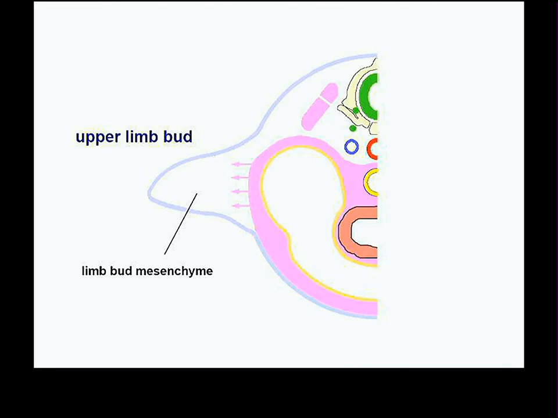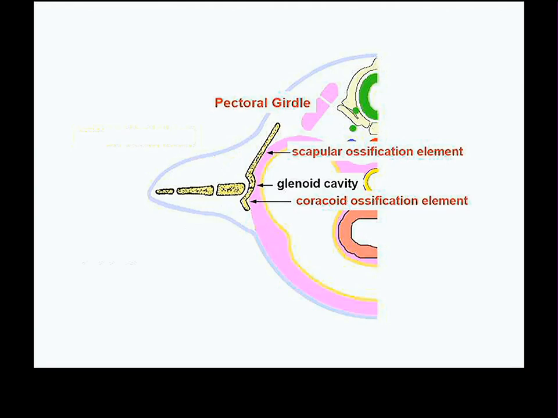That's what fills the outpocketing that is destined to become the upper limb of a human. From that limb bud mesenchyme, the bones will form, and within the lateral plate, the pectoral girdle will form. These cells first make cartilaginous precursors of the bones, and those get converted into osseous elements.